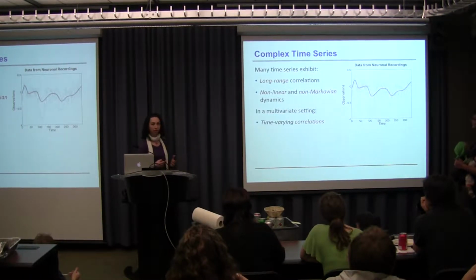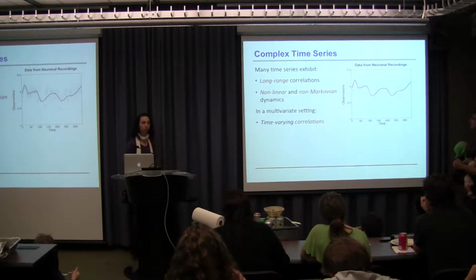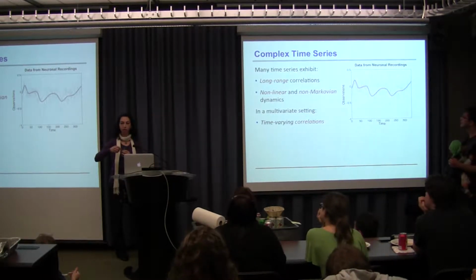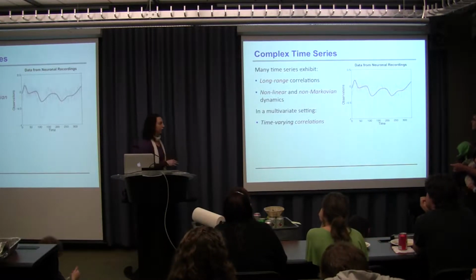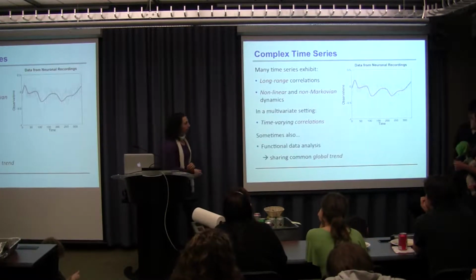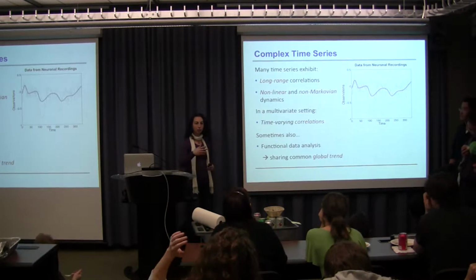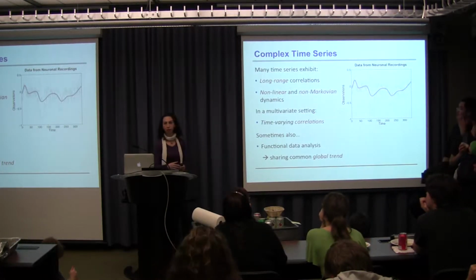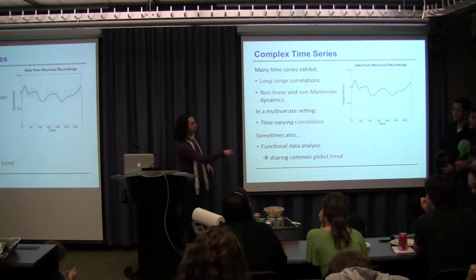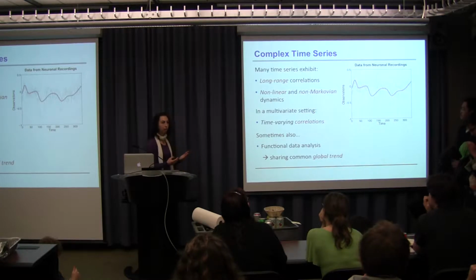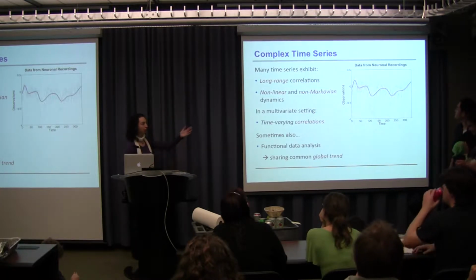Well, in a multivariate setting, typically there are changing correlations between the different elements of the time series, and it's challenging to capture this. And finally, sometimes we're in what's called a functional data analysis setting, where we get multiple observations of the same underlying process, such as what we showed here, and a goal might be to share information between these different replicates in order to find, for example, some kind of global trend.